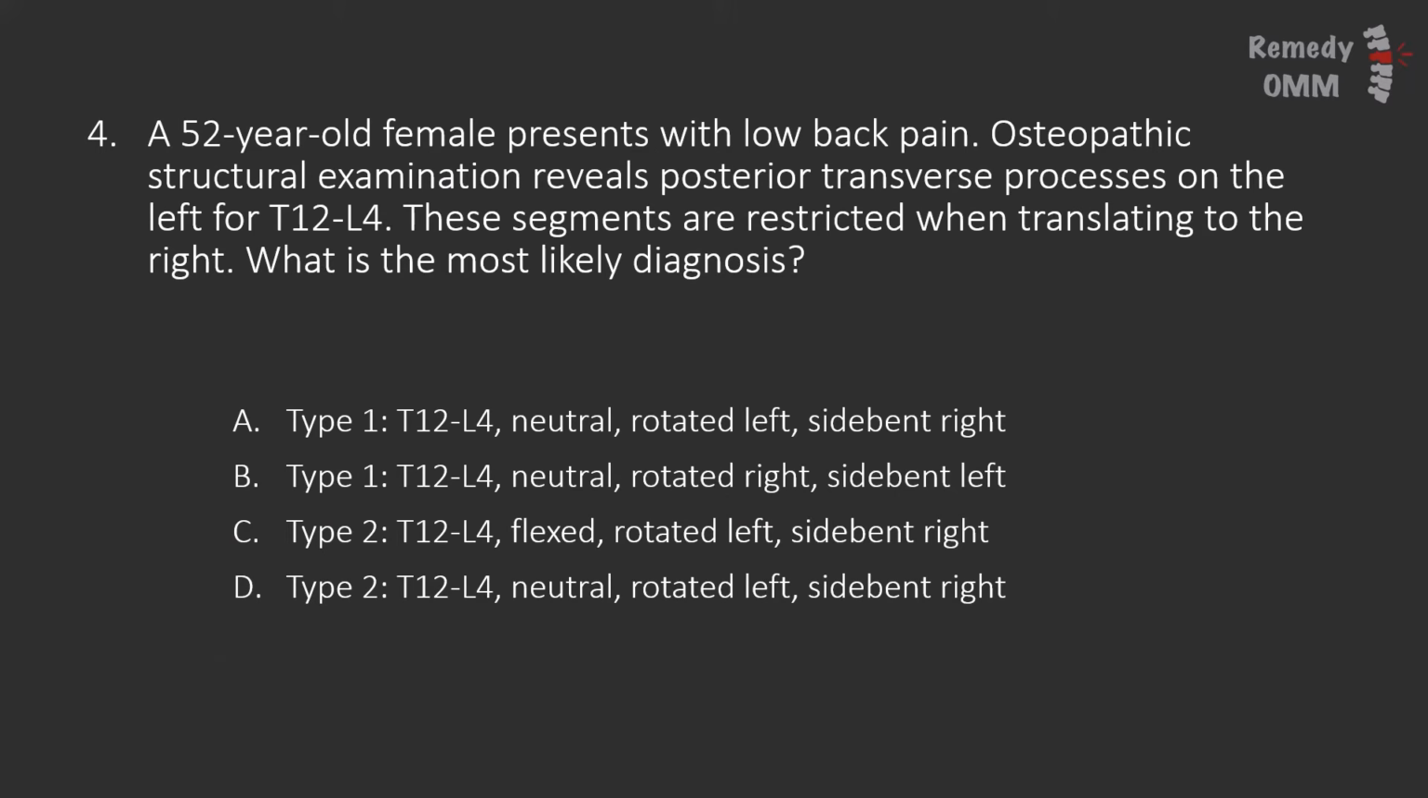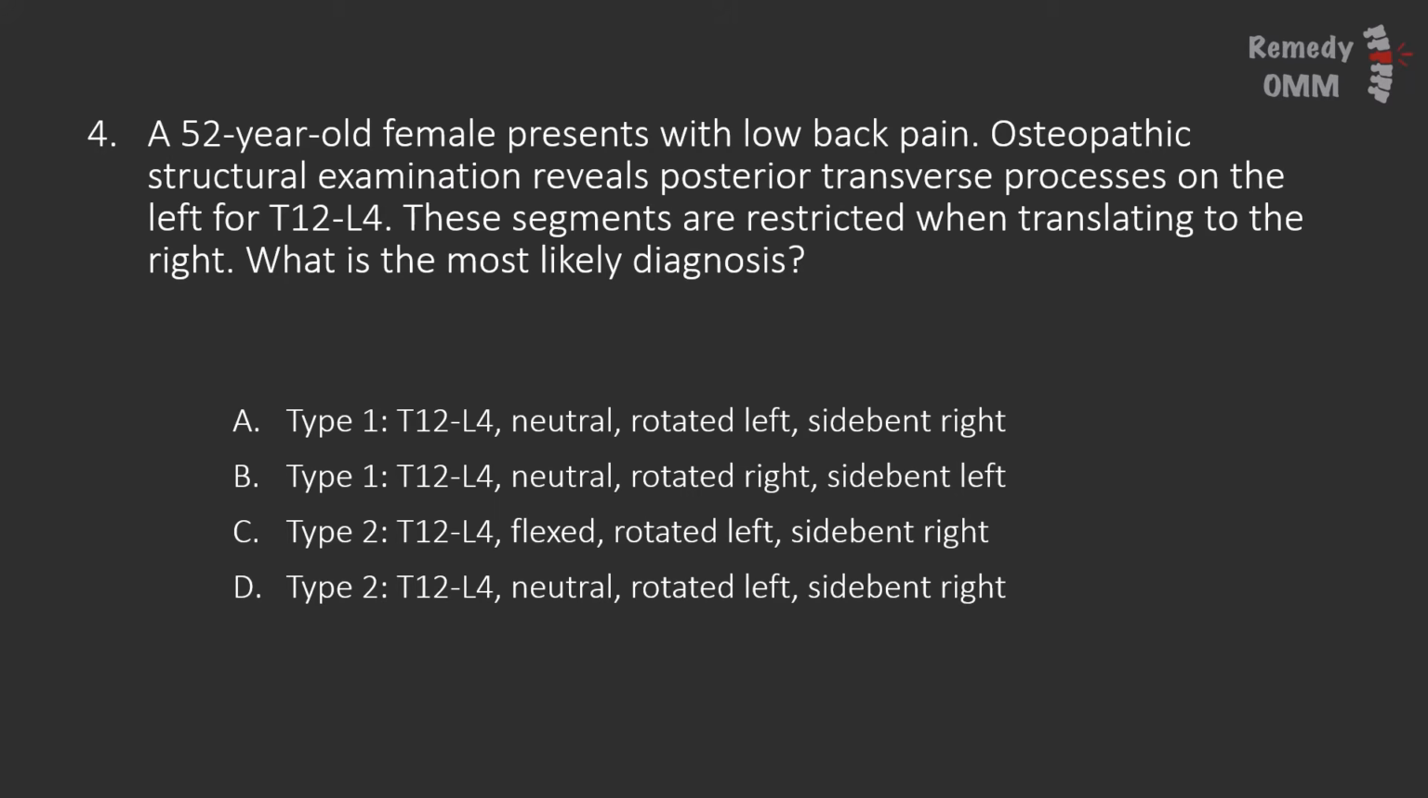Question 4. A 52-year-old female presents with low back pain. Osteopathic structural exam reveals posterior transverse process on the left for T12 to L4. These segments are restricted when translating to the right. What is the most likely diagnosis?